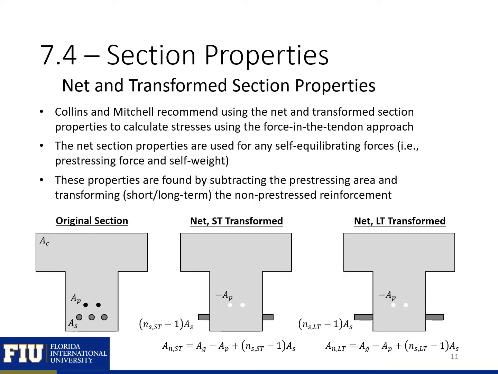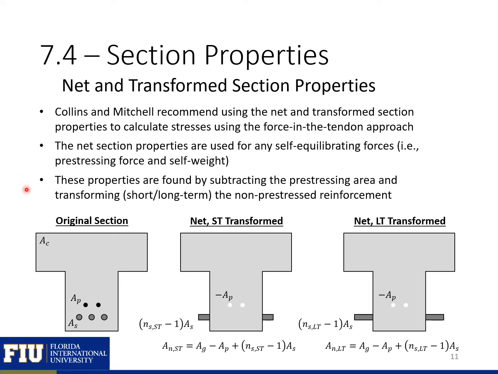As I mentioned on the previous slide, the net and transform section properties are recommended to be used with the Force-in-the-Tendon approach by Collins and Mitchell in their textbook. The net section properties should be used for any self-equilibrating forces. These include the pre-stressing forces and the self-weight of the member. So you use net sections for any self-equilibrating forces.